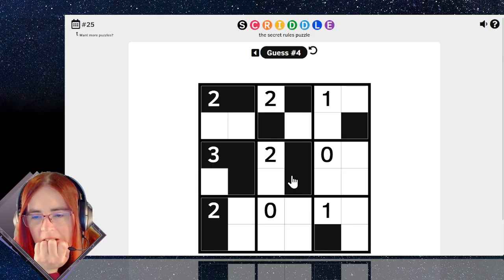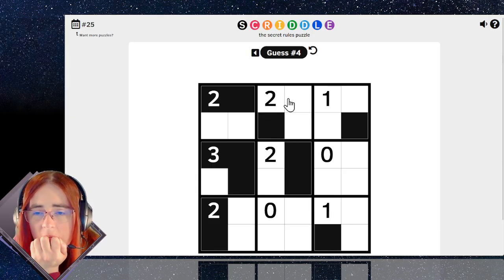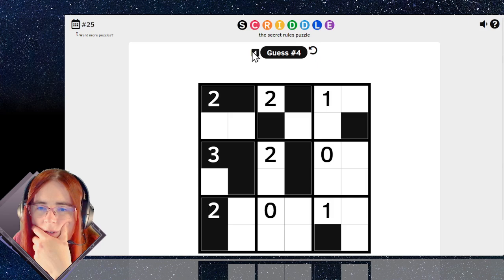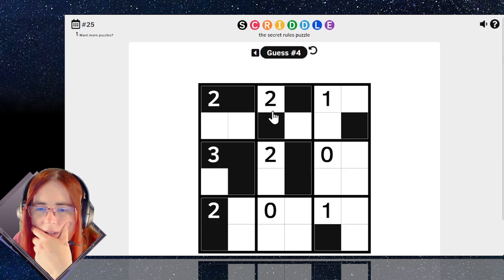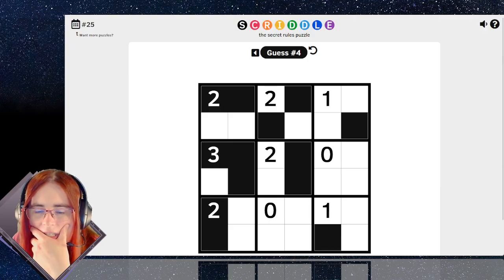Are we allowed checkerboards anywhere? Maybe. Will this one fail the... Which rule was it? Was it the yellow rule that made the checkerboard fail? No, it was the green rule that made that fail. Will this fail the green rule now? And what will fail the yellow rule?